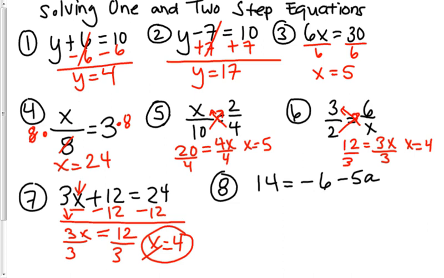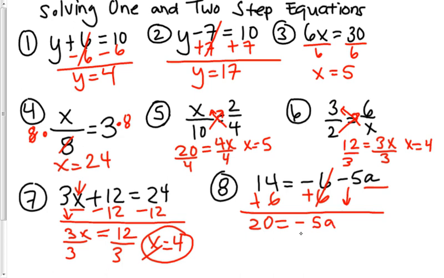Number 8. So you want to get all your numbers on the same side, since we're solving for a. Right now we have this minus 6, or negative 6. To move that to the other side, we want to do the opposite, so we want to add 6. So 14 plus 6 is equal to 20. The negative 6 and the plus 6, those cancel out, and then we bring down our negative 5a. And to solve for a, you divide by negative 5, divide by negative 5. a is equal to negative 4.